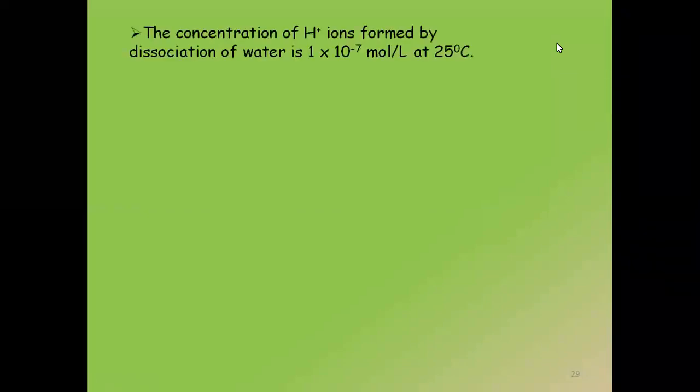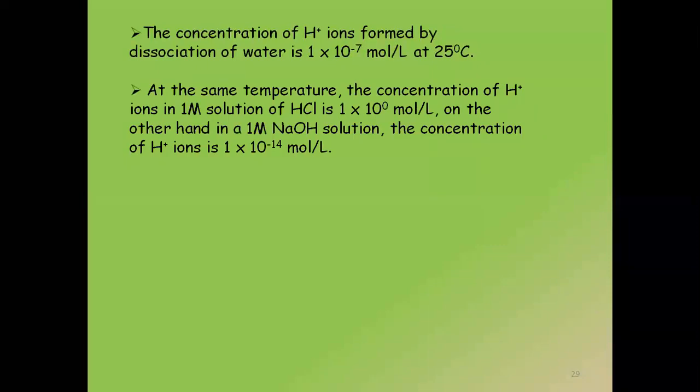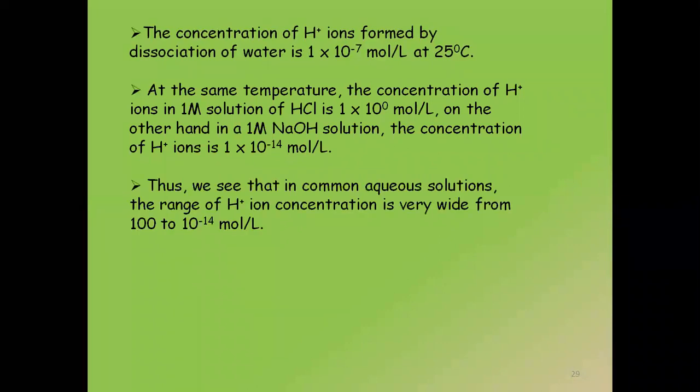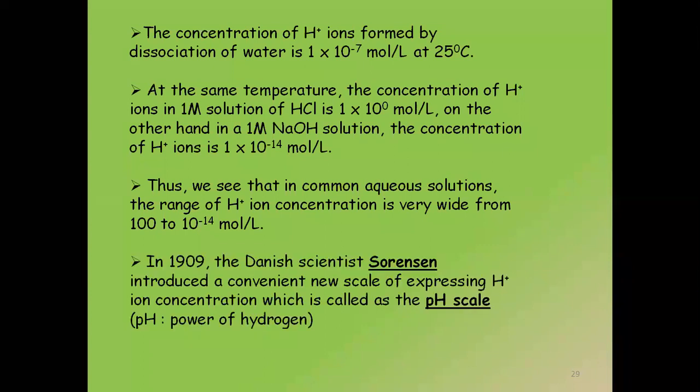So in last lecture, we were talking about the concentration of H plus ions which are formed by dissociation at 25 degrees Celsius as 1 into 10 raised to minus 7 moles per liter. Similarly, H plus in case of HCl as 1 into 10 raised to 0 moles per liter. And H plus ion concentration differs from 10 raised to 0 to 10 raised to minus 14. To avoid all these confusion, Danish scientist Sorensen introduced a convenient scale of expressing the concentration, which is called as the pH scale, where pH stands for power of hydrogen. And that scale extends from 0 to 14.